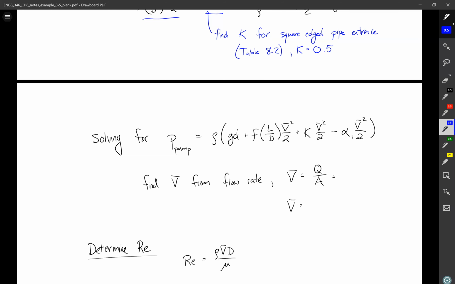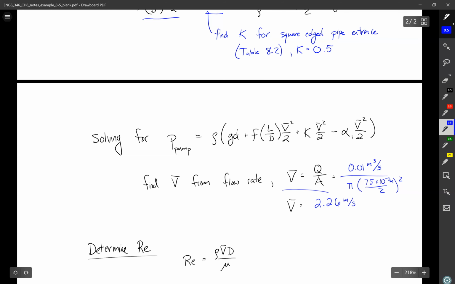We can find the velocity simply from the average velocity equals the flow rate divided by the area. So this is 0.01 meters cubed per second, the flow rate, divided by the area, pi r squared. So that's pi times our pipe, which is 75 times 10 to the minus 3 meters, but that's the diameter, so we'll divide it by 2 and then square it. This gives us a velocity of 2.26 meters per second. So this is the average velocity that we need.